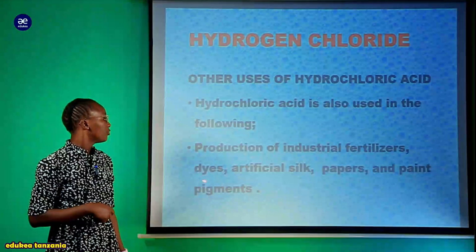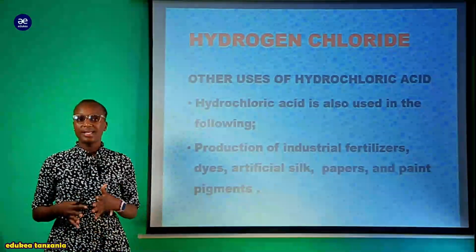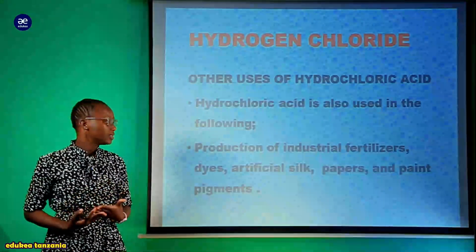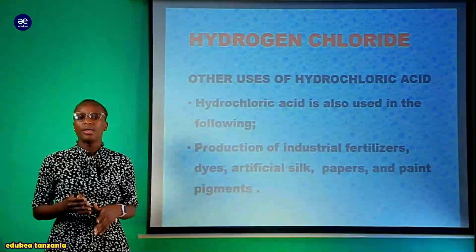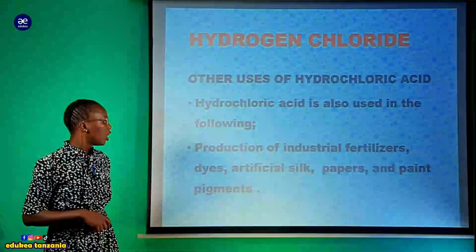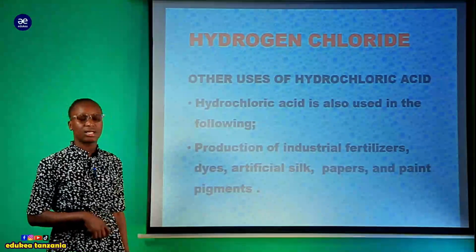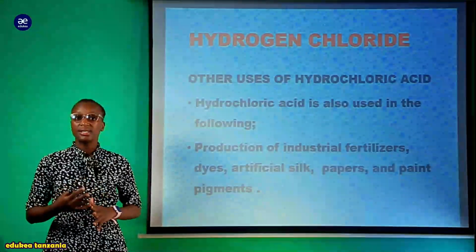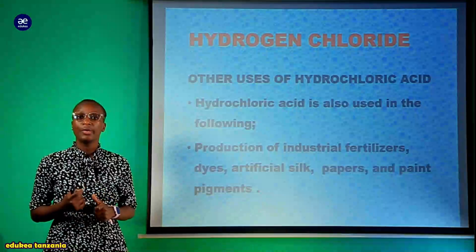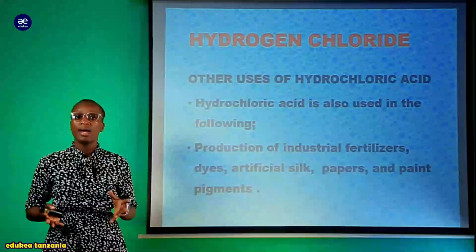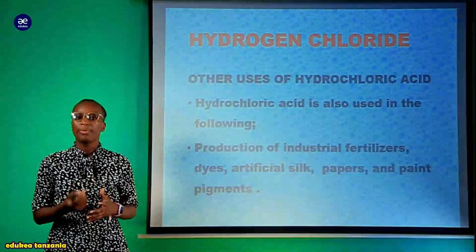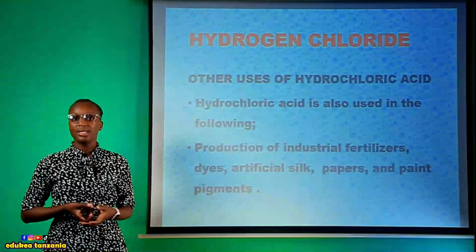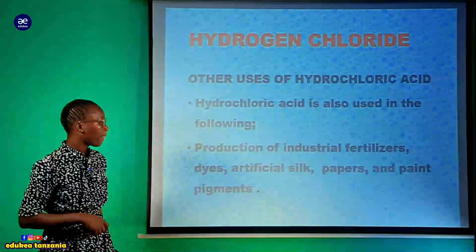Another is production of dyes. Tunapoongelea dyes tunaongelea zile rangi mbalimbali. So different dyes can be produced by using this hydrochloric acid. Also production of artificial silk. So artificial silk ni ile silk ambayo imekuwa produced kwa kutumia human power. Kuna nguvu ya mwanadamu amechukua, amereact, amefanyaje akapata silk, akapata hiyo product. So hydrochloric acid inatumika hapa pia.